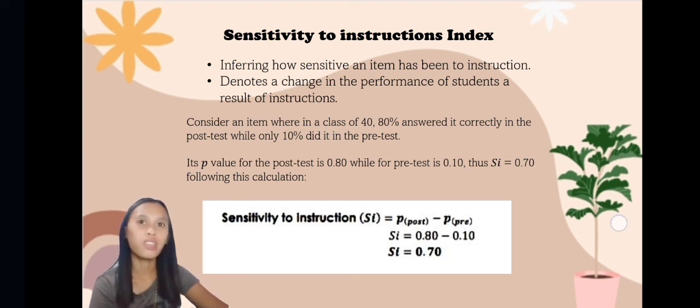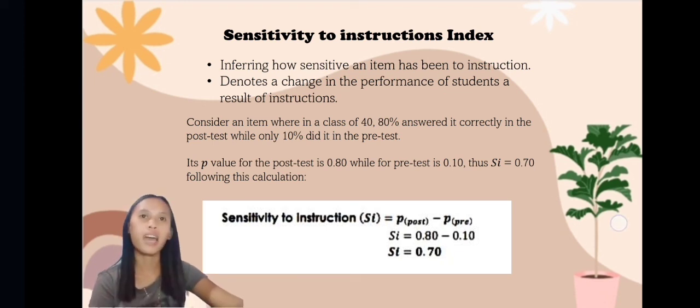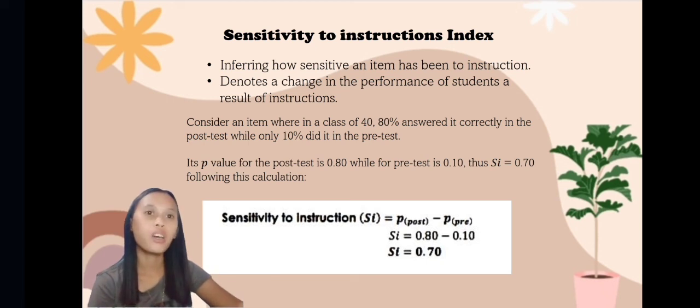So the sensitivity to instruction is equal to the p of the post-test minus the p of the pre-test. So SI is equal to the p-value of the post-test, which is 0.80, minus the p-value of the pre-test, which is 0.10. So if we calculate, the sensitivity to instruction is equal to 0.70.